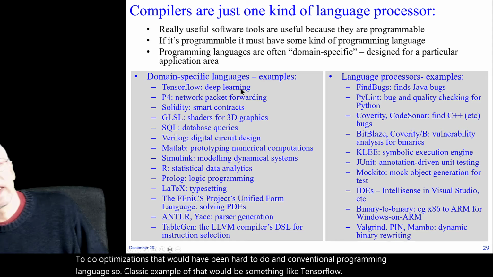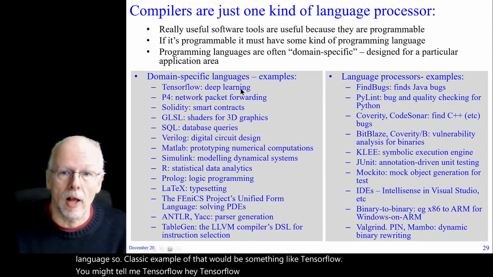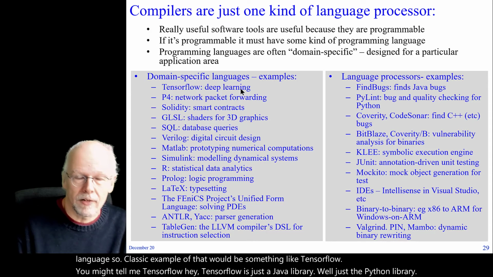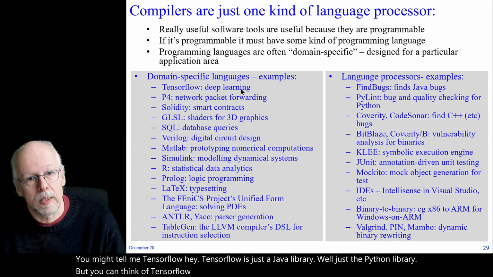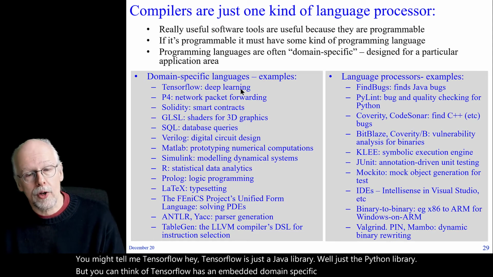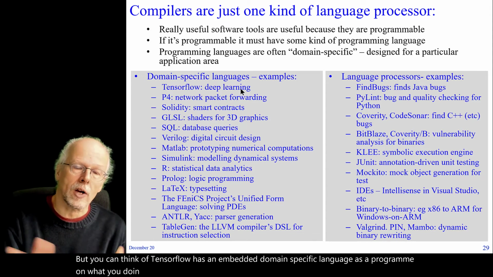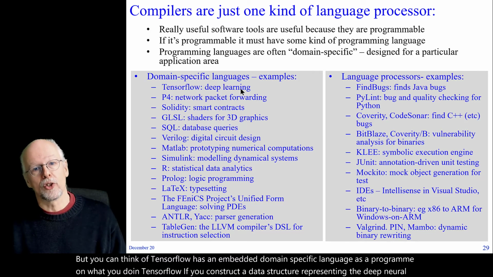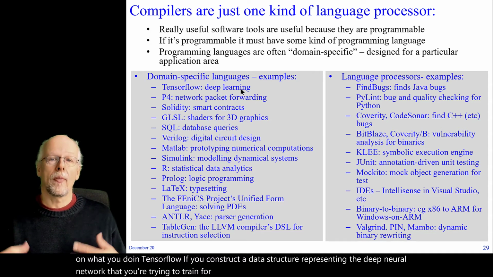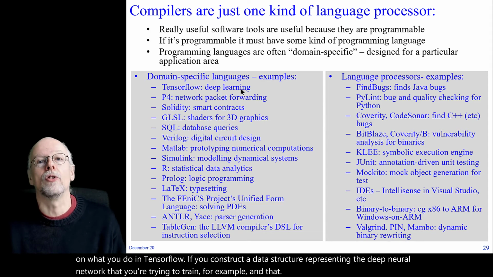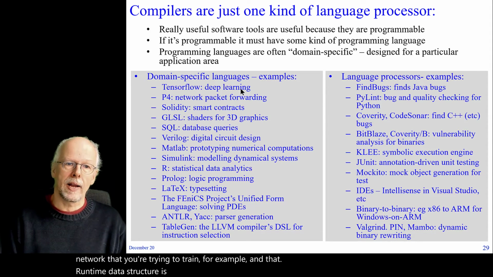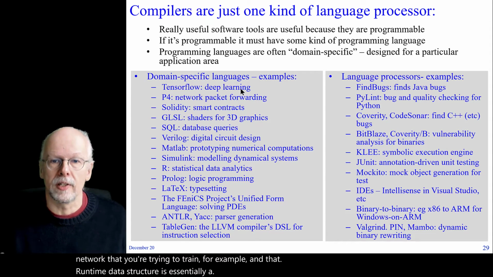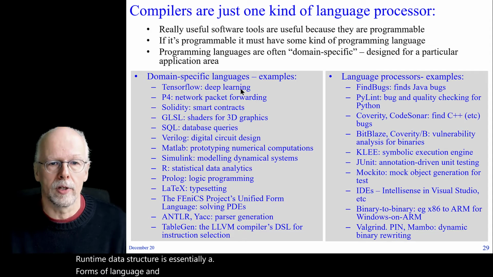You might tell me, TensorFlow, hey, TensorFlow is just a Java library, just a Python library, but you can think of TensorFlow as an embedded domain-specific language. As a programmer, what you do in TensorFlow is you construct a data structure representing the deep neural network that you're trying to train, for example. And that runtime data structure essentially forms a language, an embedded domain-specific language.